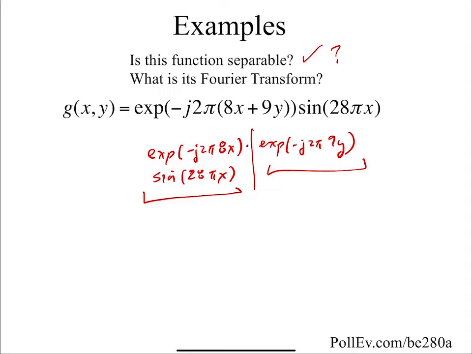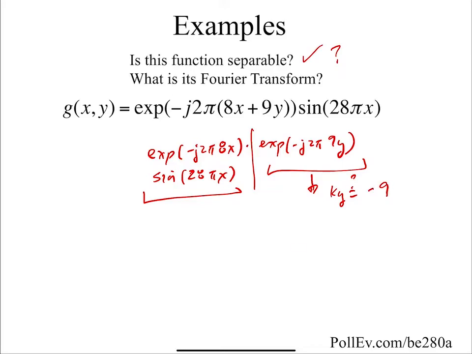So let's actually go and take the Fourier transform of this side. Just to give you an example of what we might do: e to the minus j 2 pi 9y. What frequency is that at? What's the frequency of that complex exponential? So this has a ky of what? 9, almost. It's minus 9. Yeah, so the ky is minus 9.